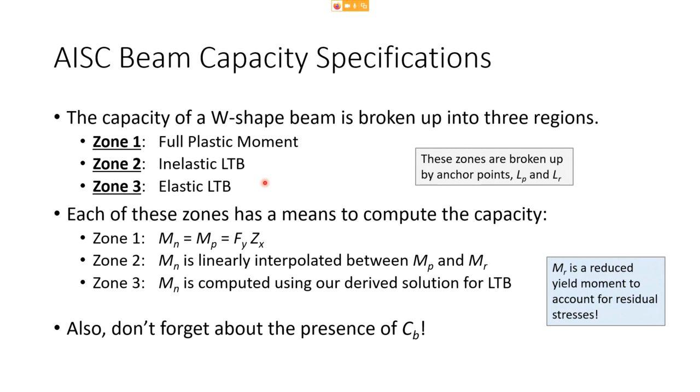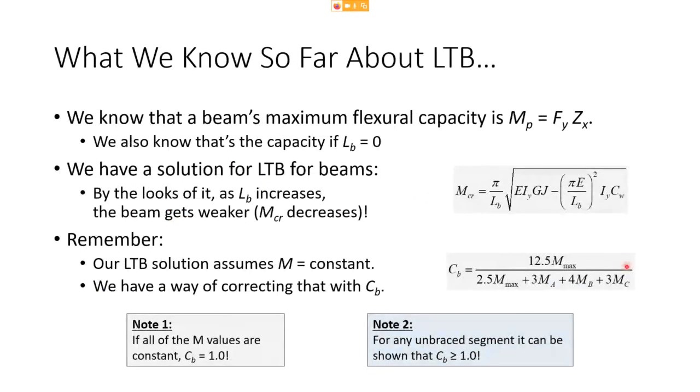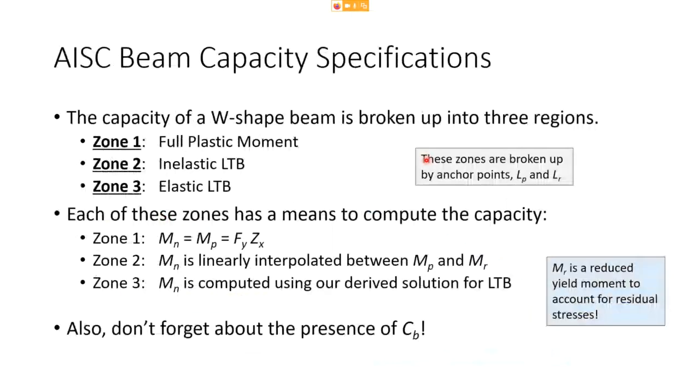And so each of these zones has a means to compute the capacity. If you're in zone 1, it's just MP. It's just the plastic moment. If you're in zone 2, we linearly interpolate between MP and this term MR. And MR is just the yield moment that's been reduced, hence the MR, reduced to account for residual stresses. So that's what MR is. And then zone 3, we use that differential equation that you see right here. It's reformatted a bit. It doesn't look the same, but it's that equation, just reformatted a bit.